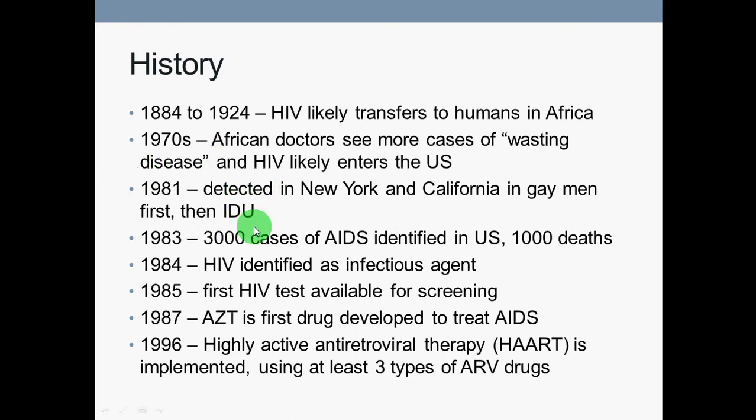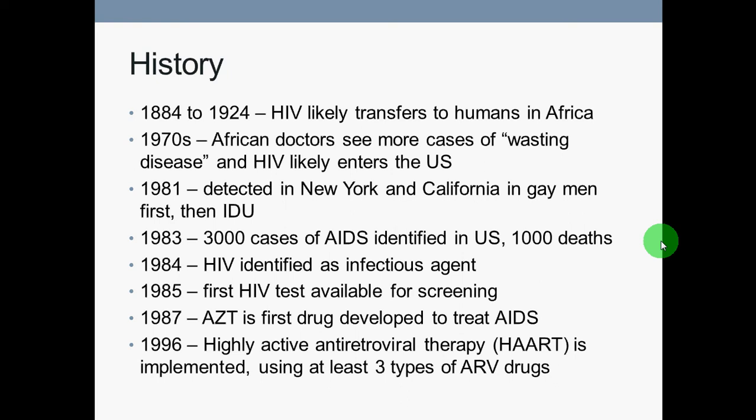1981 is when it was detected in New York and California in gay men, and then also in intravenous drug users. By 1983, there were 3,000 cases of AIDS, and that's when they first started to really identify it as a syndrome. Out of those 3,000 people that were identified as having AIDS, 1,000 died. In 1984, the next year, HIV was finally identified as the infectious agent, the virus that causes AIDS. And then, because HIV was finally identified, in 1985 the first HIV test was available.